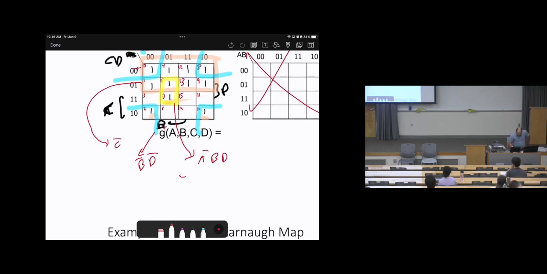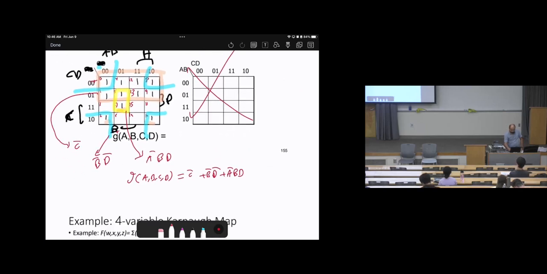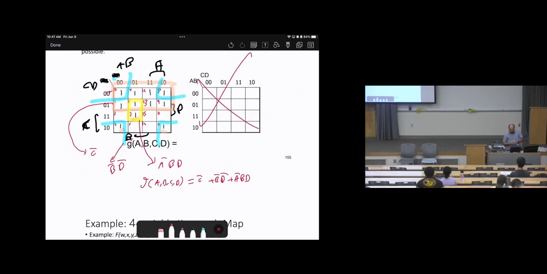Therefore, the function G of A, B, C, D will be C bar plus B bar D bar plus A bar B D. So we can simplify the function using the Karnaugh maps, no matter how complicated. Then it will be much easier than using Boolean algebra. Any questions about this example? Okay.